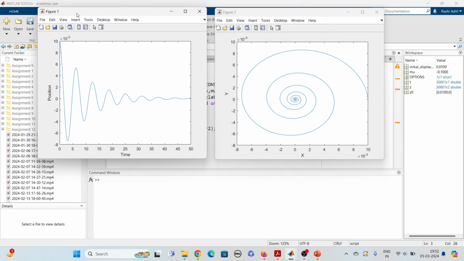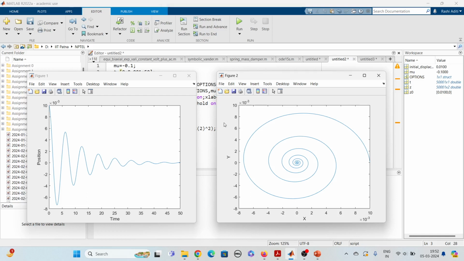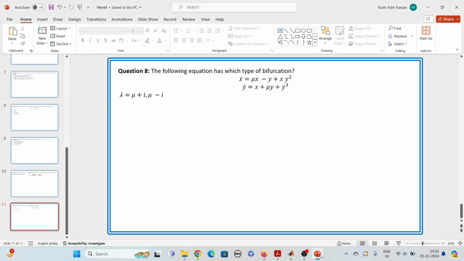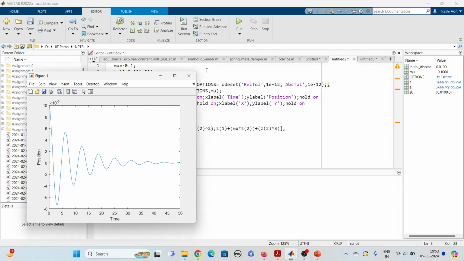See, so you can see that for my mu less than 0, what is happening? For mu less than 0, I have given some small perturbation to the system, and with time it is showing a spiraling in behavior. The amplitude of oscillation is reducing, and finally the system is reaching my position 0, which we also predicted from the eigenvalue. If my mu is negative, it is going to show a spiraling in behavior.